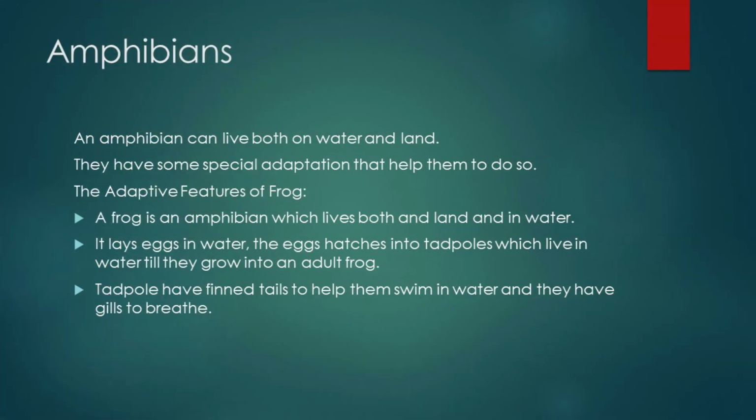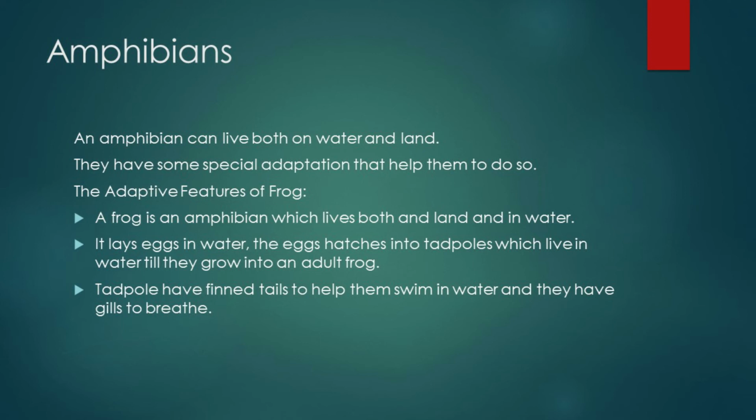Next is amphibians. Now what are amphibians? Amphibians are animals which spend most of their time on land and in water both. They are able to survive in both conditions. So they have some special features to survive in water and on the land also. When they are on land, they are able to breathe with their lungs, and when they are in water, they are able to breathe with their moist body. So these features help them to survive in both conditions.